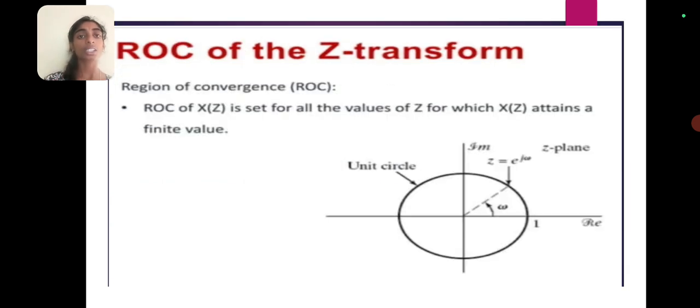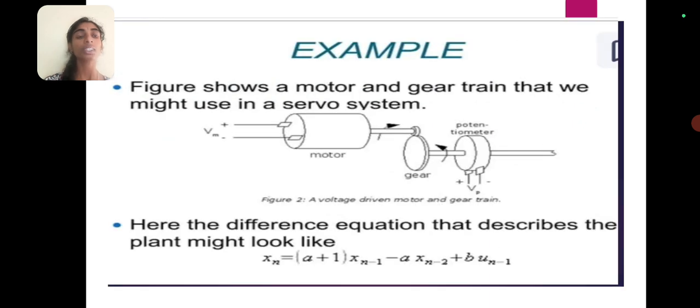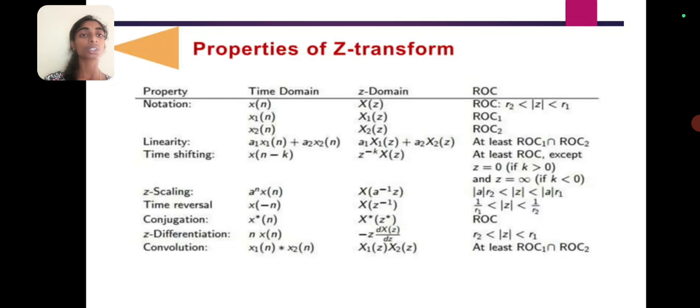ROC of the Z transform. Region of convergence: the ROC of X(z) is the set of all the values of z for which X(z) attains a finite value. Example: the figure shows a motor and a gear train that we might use in a servo system. Here the difference equation that describes the plant might look like x[n] = (a+1) x[n-1] - a x[n-2] + b u[n].